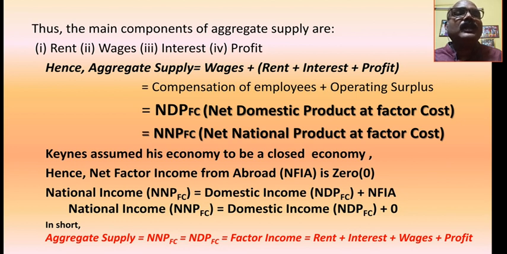So therefore in Keynesian model, aggregate supply is NNPFC is equal to NDPFC is equal to factor income is equal to rent plus interest plus wages plus profit. Remember it. So Keynesian model में aggregate supply का मतलब होता है NNPFC, NDPFC which is equal to factor income which is equal to rent plus interest plus wages plus profit. Why? Because NFIA is 0.